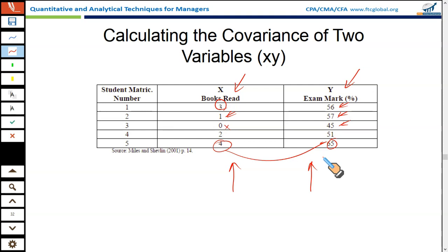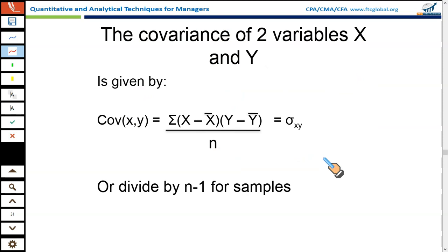We do it using covariance. Let me show you the formula. This is what you're going to use to calculate covariance between x and y. X is the number of books, y is the percentage score. So the formula is simply, as you can see, x minus x bar into y minus y bar, summed and divided by the total number of data elements in the data set. And this will give you the covariance. Let us just calculate and then I will explain how it works.